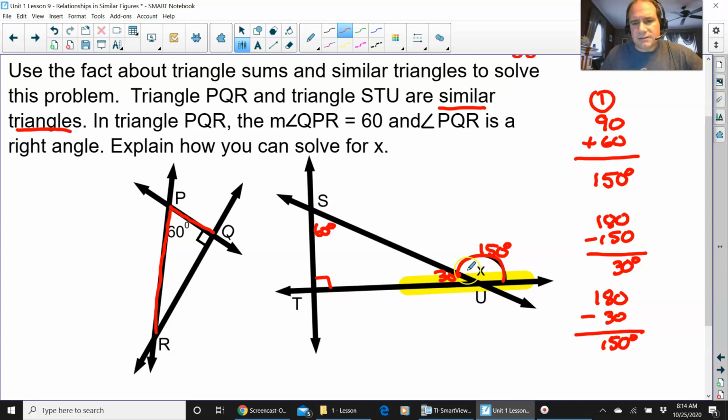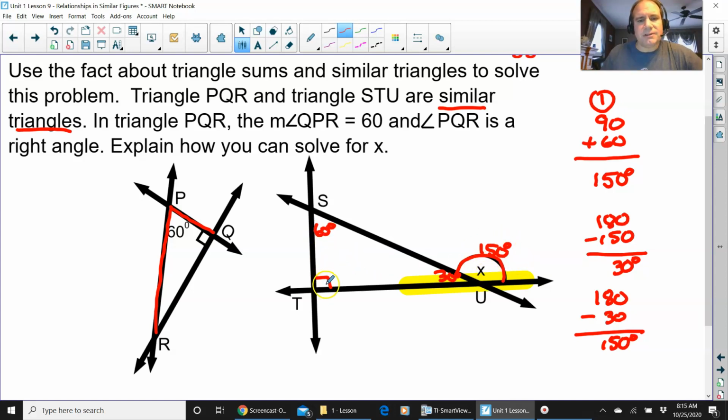And it says that this x is an exterior angle, and these are interior angles right here, 60, 90, and 30, interior, inside. So the two non-adjacent interior angles to the exterior angle are going to be equal to it. I'll say that again. The sum of the two non-adjacent interior angles, if you add them up, will be equal to the exterior angle.